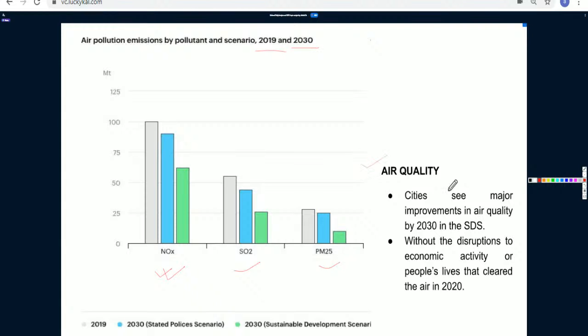If we talk about air quality, the cities will see major improvements in air quality by 2030 in this particular scenario, the SDS, the Sustainable Development Scenario, without disruption to economic activity or people's lives, unlike what cleared the air in 2020. So this is all in this particular report.